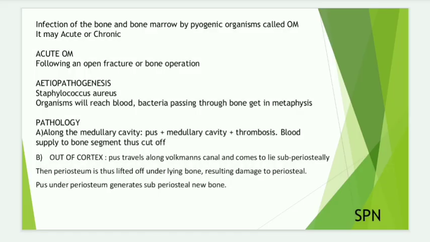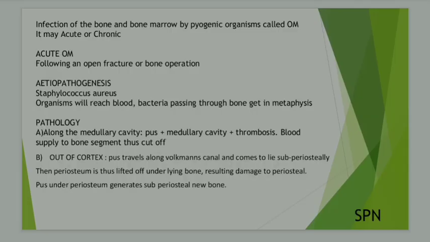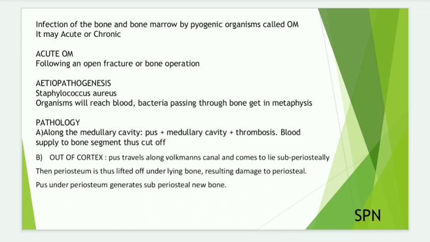Staphylococcus aureus, a bacteria, and the organisms will reach the blood. The bacteria enter the bone, into the main part of the metaphysis of the long bone. When it comes to its pathology, it is along the medullary cavity. You can see the pus, medullary cavity, and thrombosis. These 3 points are very important, and the blood supply to the bone segment is getting cut off.